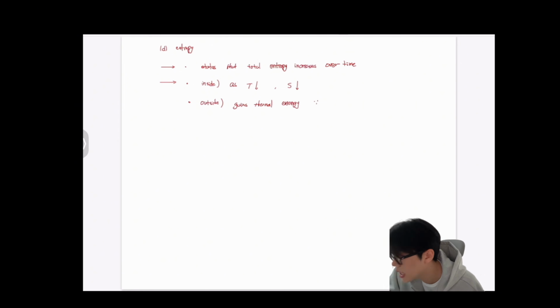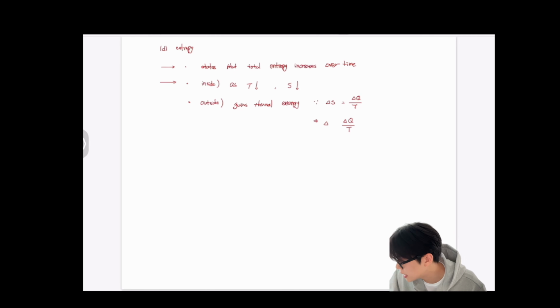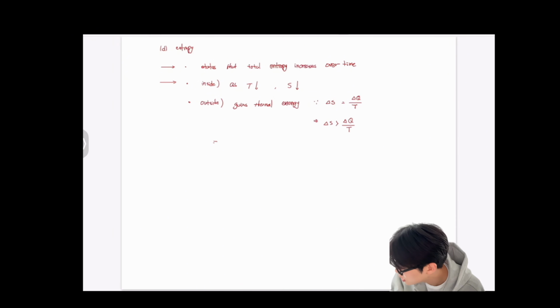Because we have the equation delta S equals delta Q over T. So when the thermal energy is gained, delta Q over T is positive, right? So delta S is also positive, which means that the entropy increases over time. So from this, we can say the total entropy increases.